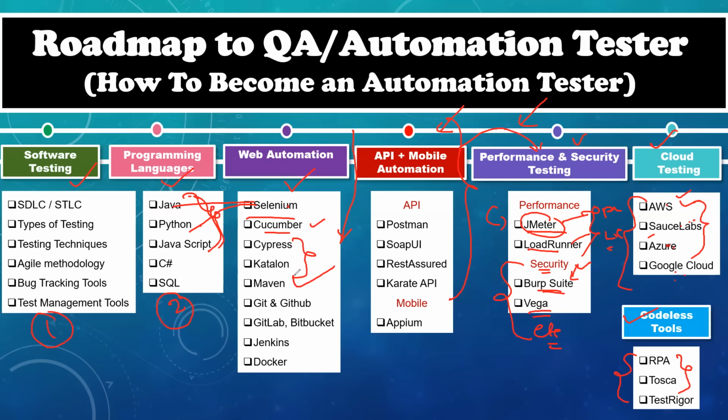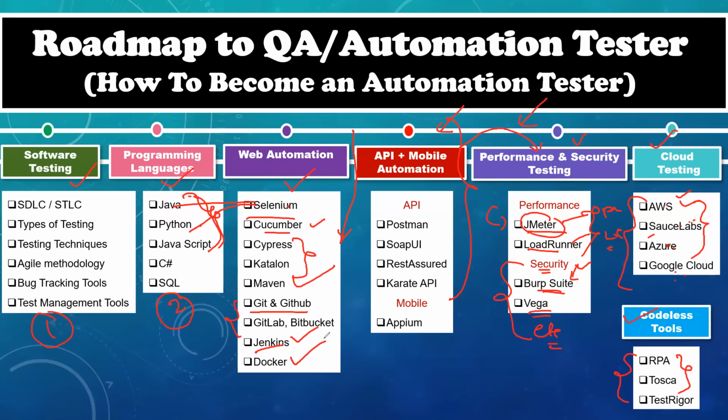And Maven you have to learn, which is a build tool. GitHub you have to learn as a version control management system. And Jenkins, you should have some basic idea: how to run your test cases in Jenkins and how to establish the CI and CD environment. All those things you should have some idea about.